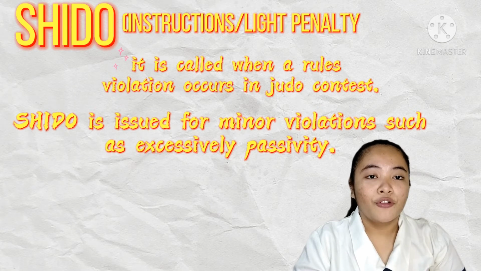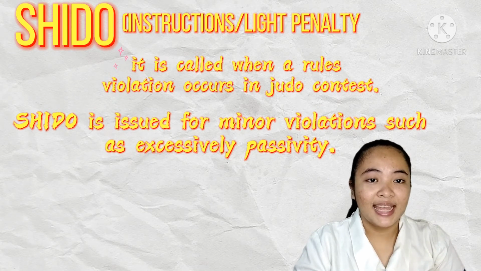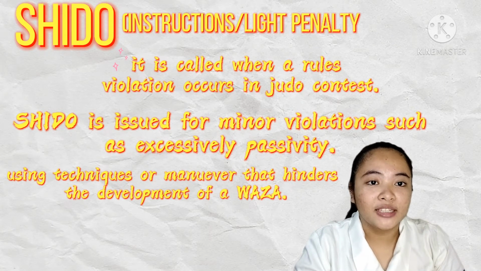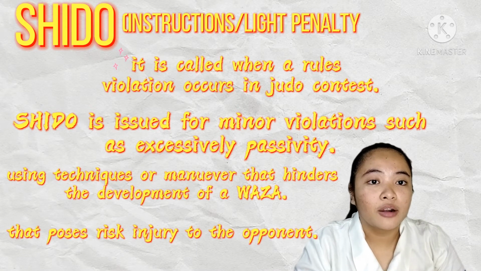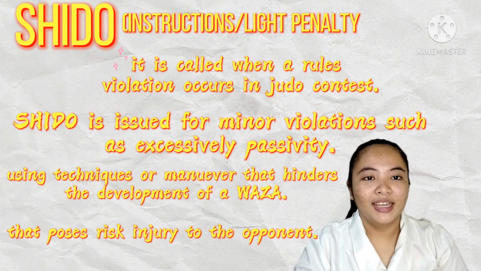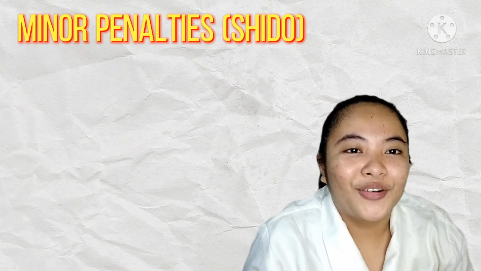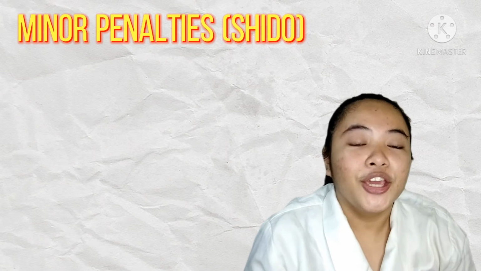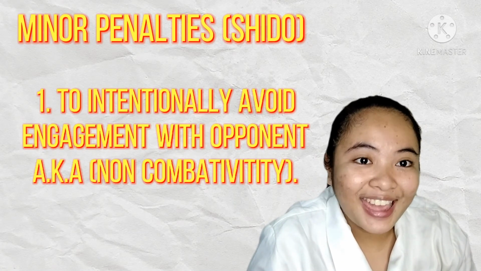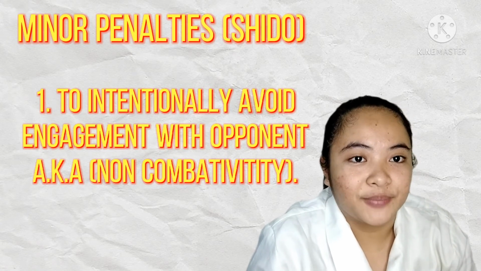Shido is issued for minor violations such as excessive passivity, using techniques or maneuvers that hinder the development of a waza, or using techniques or maneuvers that pose a risk of injury to the opponent. And now I will discuss the minor penalties, or let's just call them Shido. Number 1. To intentionally avoid engagement with the opponent, aka non-combativity.